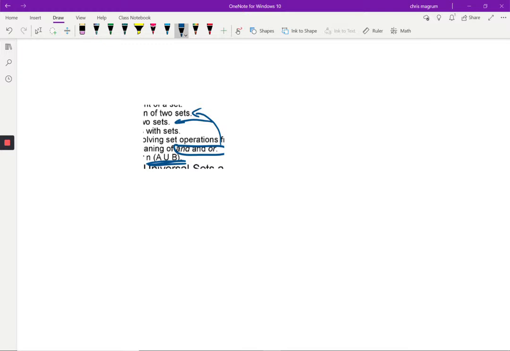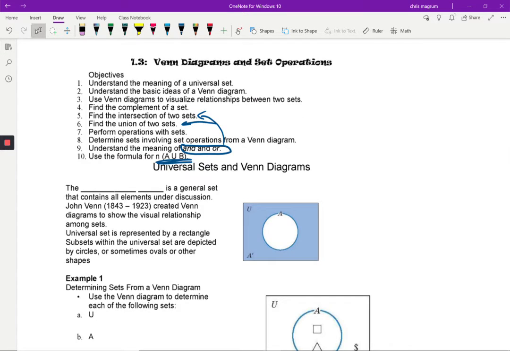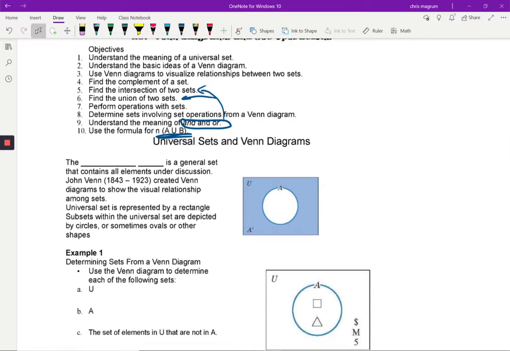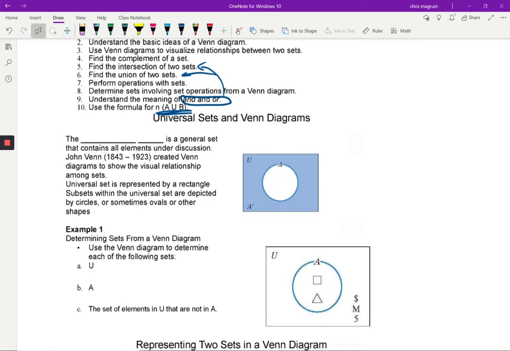Okay, hopefully the screen works there. Thank you. I don't know why it goes blank sometimes, but I'm trying not to have to restart things.